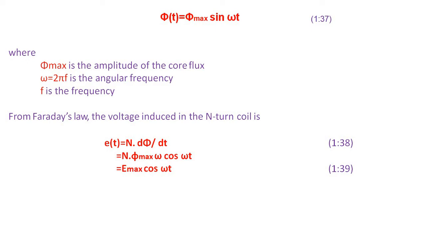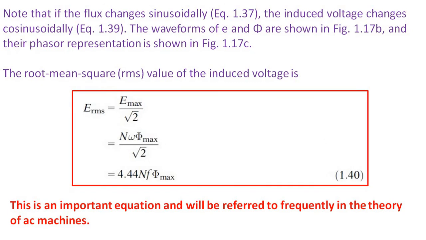n d phi by dt, equal to n phi max omega cos omega t, equal to E max cos omega t. Note that if the flux changes sinusoidally, the induced voltage changes sinusoidally too. The waveforms of E and phi are shown in the figure. The representative phasor diagram is shown in the figure.